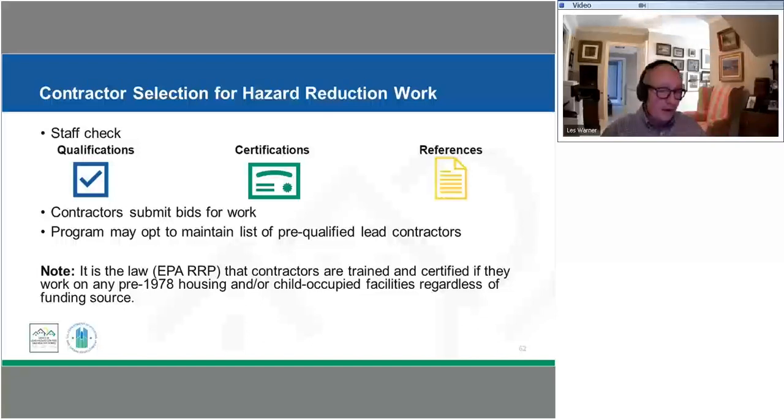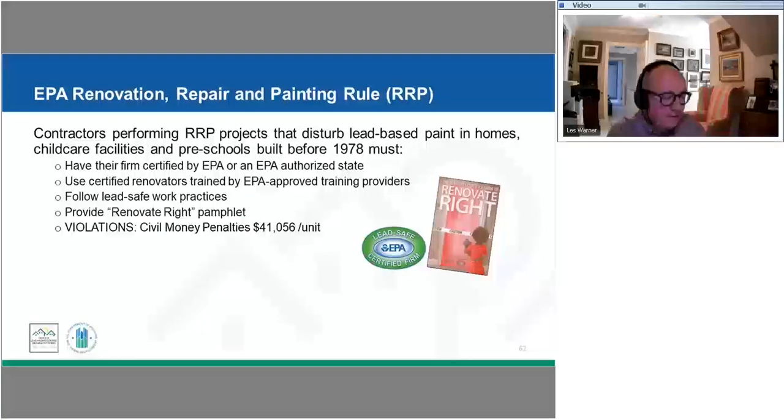So the contractors have to be trained under the EPA RRP training program, and that's for any pre-1978 housing, which is what we're working with, but keep in mind that also covers child-occupied facilities. And that applies whether they have federal funding in place or not. So let's talk just a little bit about the EPA Renovation, Repair, and Painting Rule.